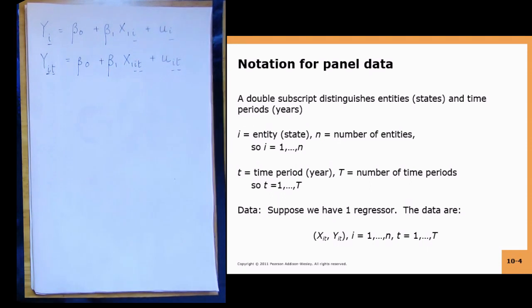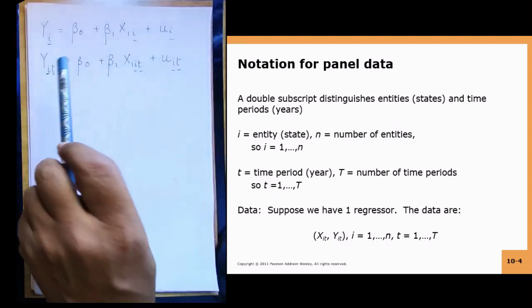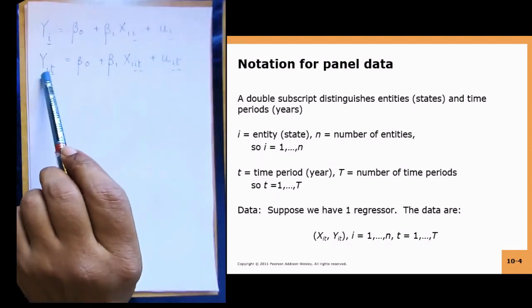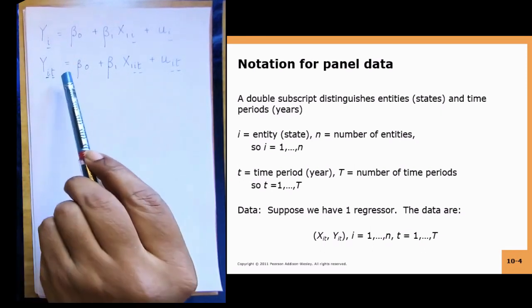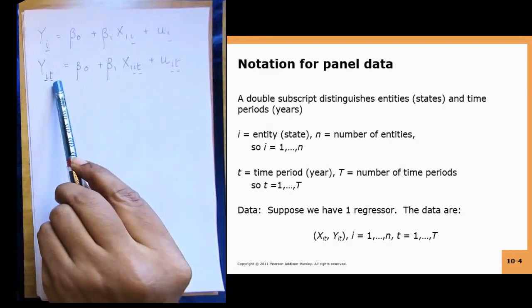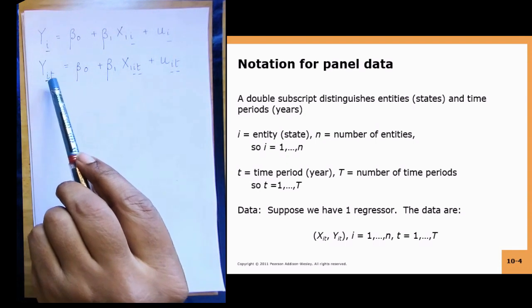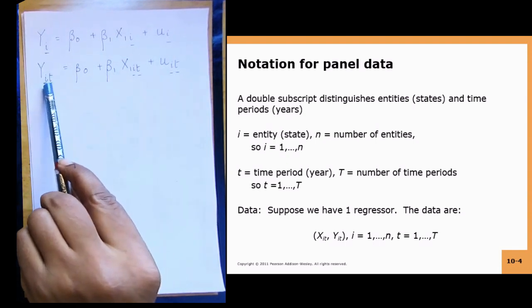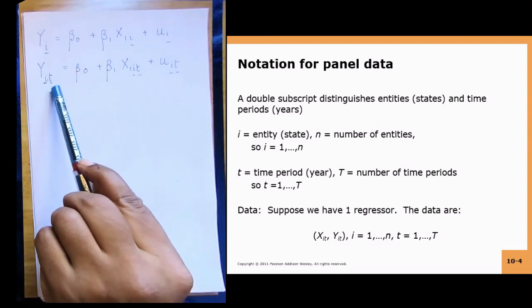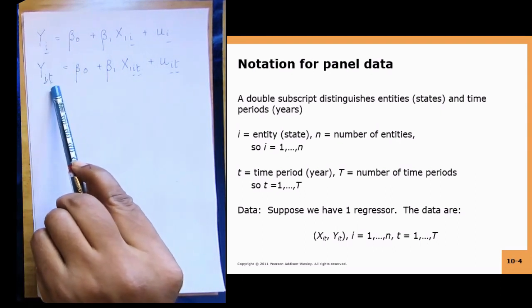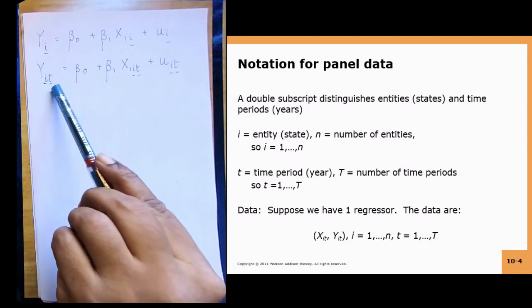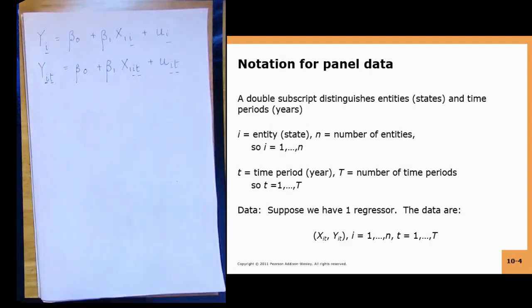The i subscript stands for the ith entity, and the t subscript stands for the tth time. Here we are assuming that there are n entities, so i goes from 1 to n, and t, which is a new dimension that we are including, goes from 1 to capital T. So if you have one regressor, the data is written like this: xit and yit.